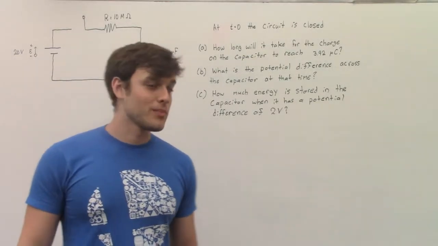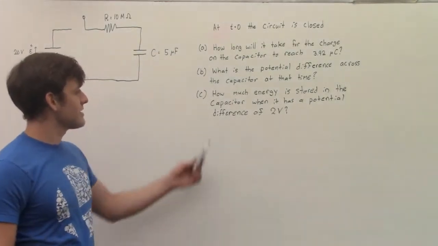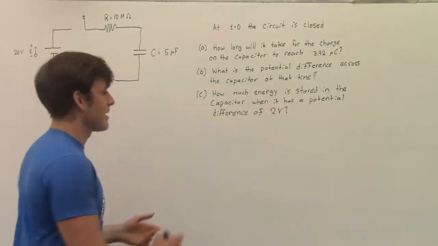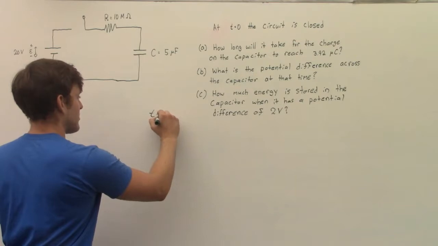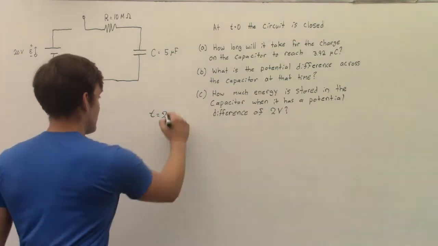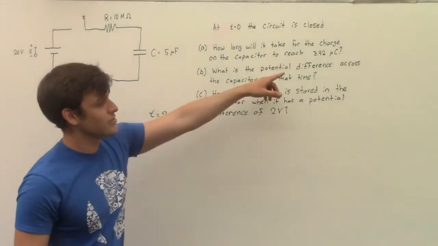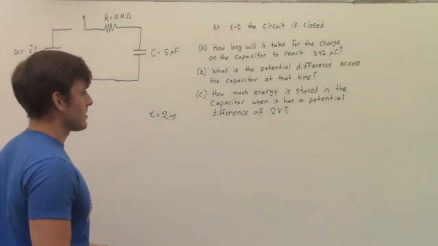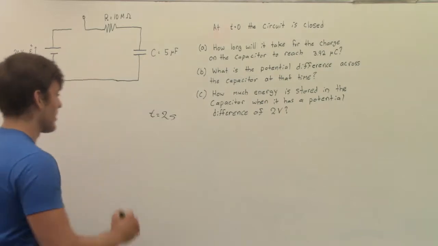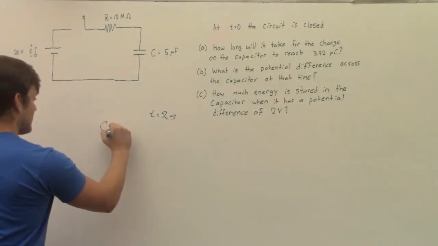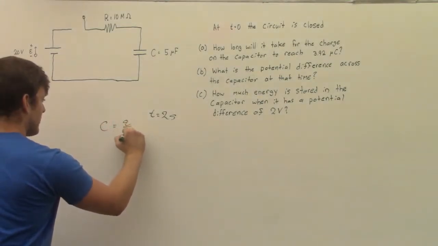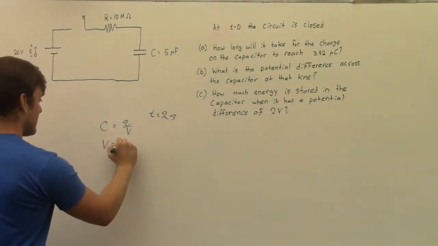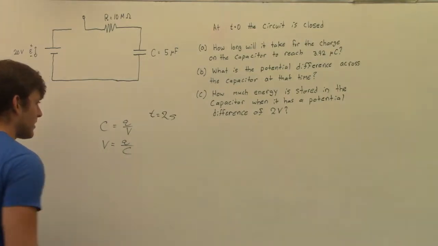All right, so in part B, we want to figure out what is the potential difference across the capacitor at that time. The time being what we just found, which is t equals 2 seconds, when the charge on the capacitor is 3.92 microcoulombs. So to find the potential difference, we can just use our formula for capacitance. C equals Q over V. If we rearrange that, we get V equals Q over C.